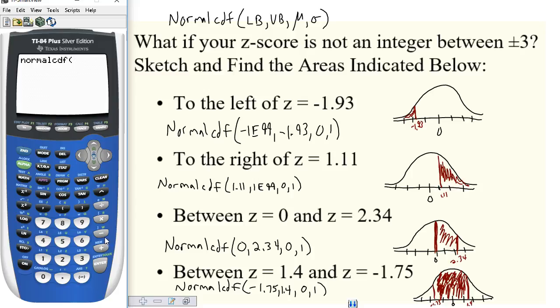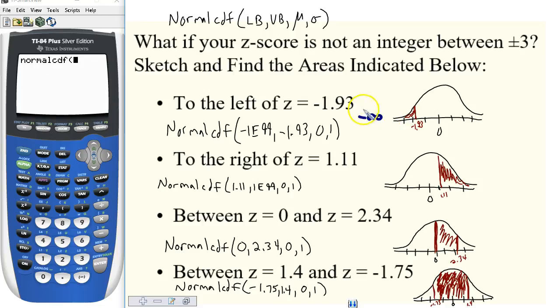So it might ask, what's the lower boundary, what's the upper boundary, what's the mean, what's the deviation. You'll fill those things in and then click calculate or paste. If you have a calculator like me, you've got to type these things in. So we want to go to the left of a z-score of negative 1.93. It just so happens that as we keep going to the left of negative 1.93, we're going towards negative infinity, but of course we'll never reach there, and there's a bit of a problem.